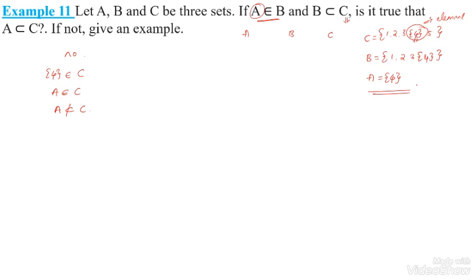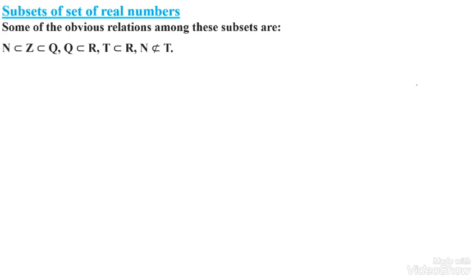Now let us move on to the next concept: subsets of the set of real numbers. While considering the real numbers, the set of real numbers is the main set. From the real numbers, we have to make two parts. One is the irrational numbers and the other is the rational numbers.